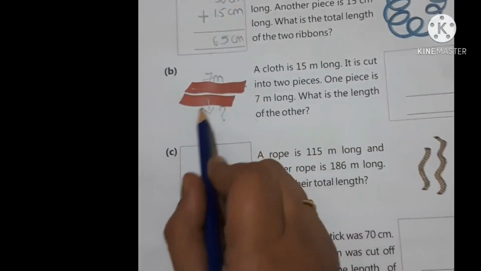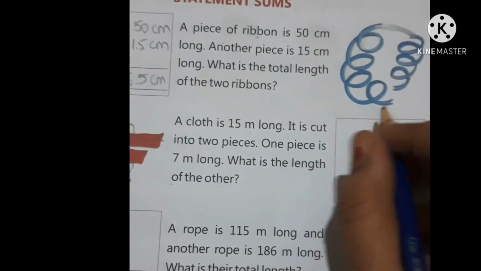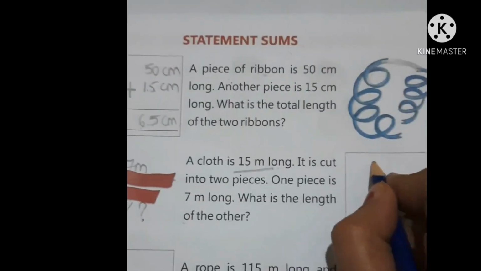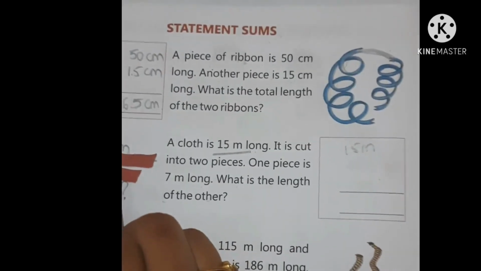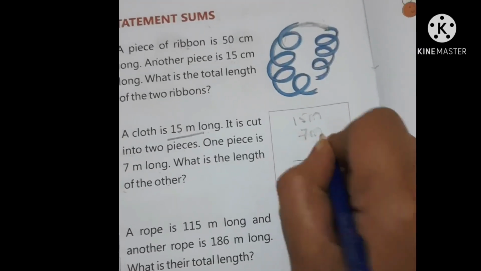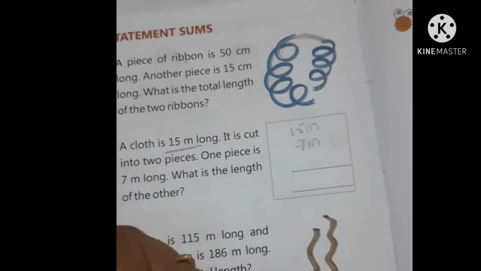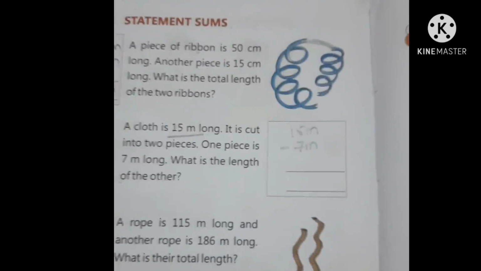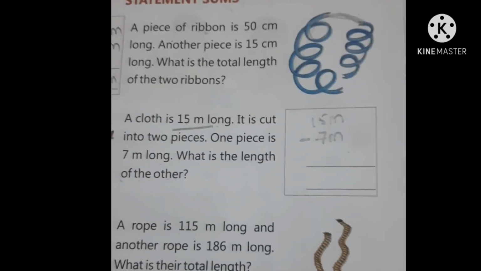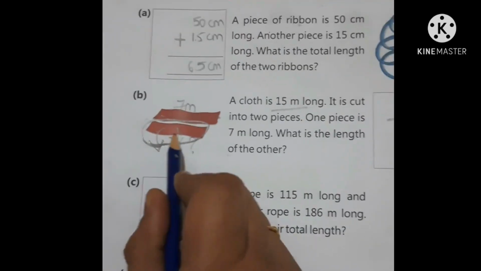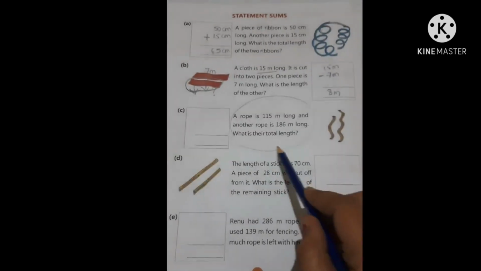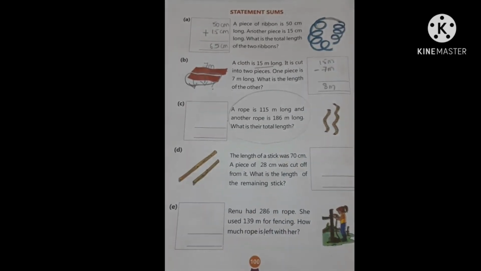So we are going to subtract 7 meters from 15 meters. The cloth is how many meters long? It is 15 meters long, and it is cut into two pieces. One piece is 7 meters long. We have to find out the length of the other piece. So we are going to do subtraction here. 15 minus 7. How much? 8 meters. So the length of this piece is 8 meters. In the same way, understand the questions and complete the answers.